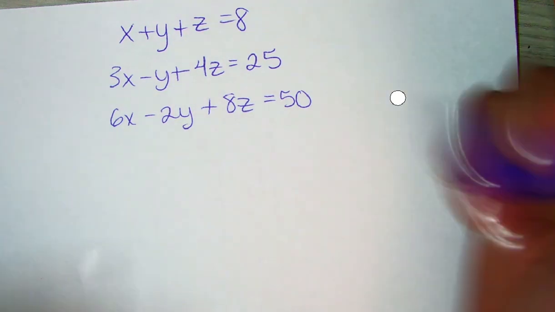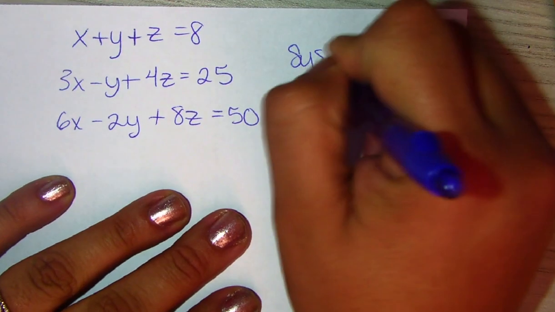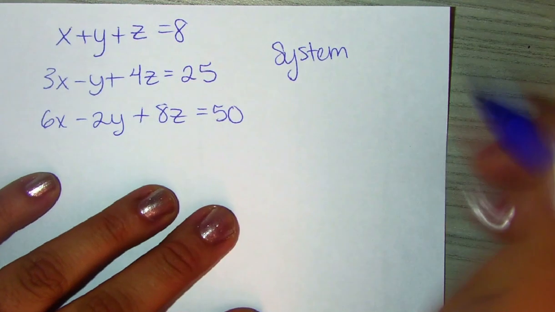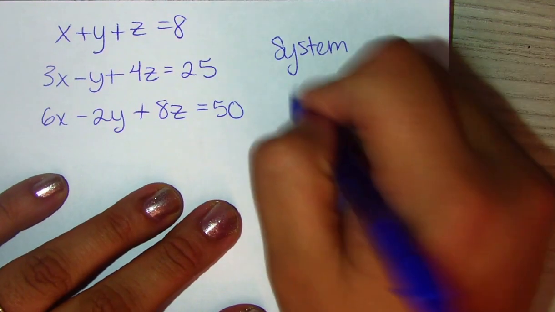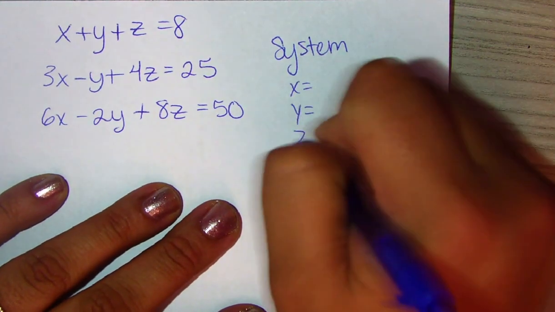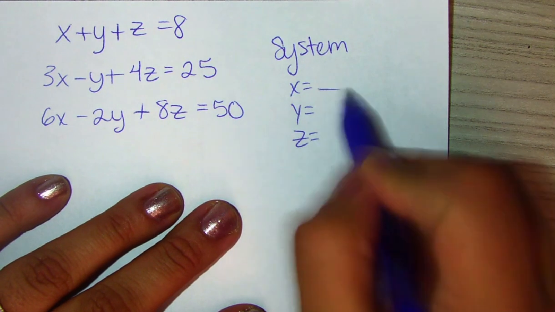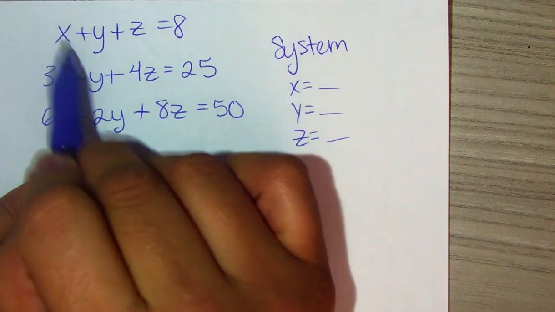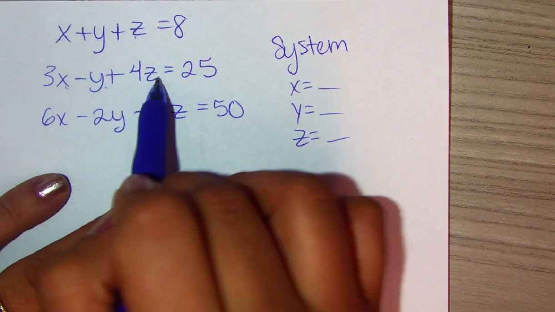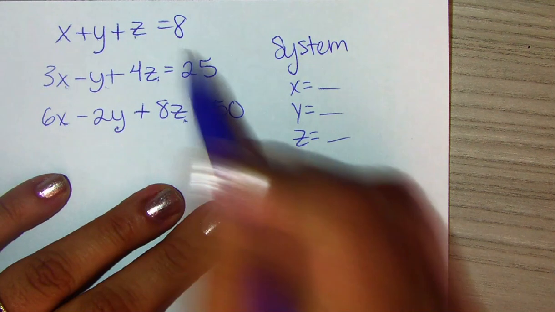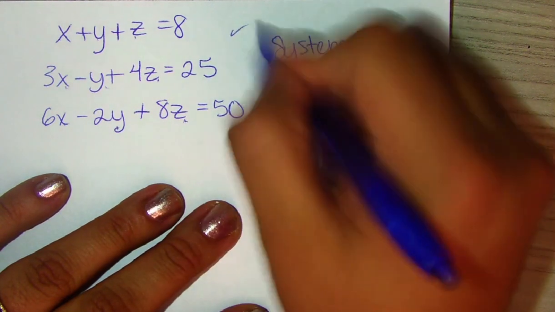Okay, here we have 3 equations, so it's a system. And when they ask you to solve it, they're pretty much asking you to find what x, y, and z represent. What numbers can you plug in into each equation, and then all of them equal and be correct.